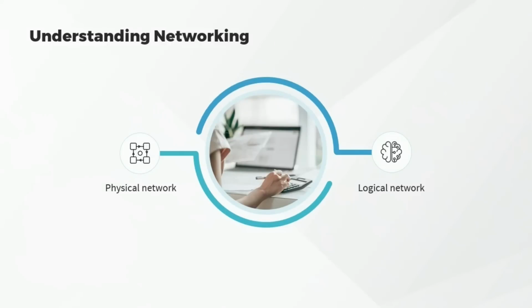So when you're designing something like the physical network, you are actually concerned with the physical placement of devices and how they're connected. But again, different types of logical networks could be implemented on the same physical infrastructure.